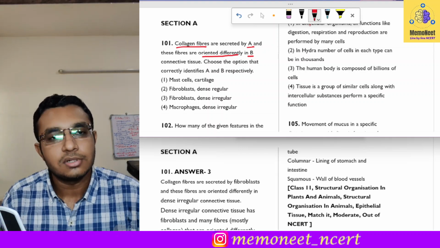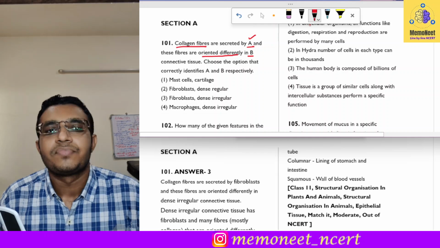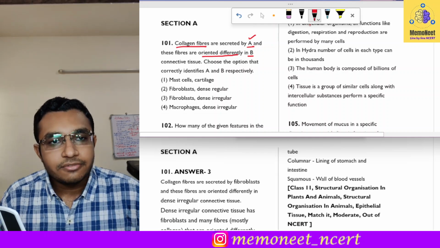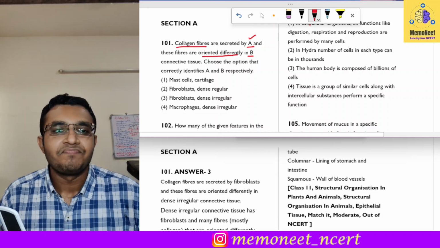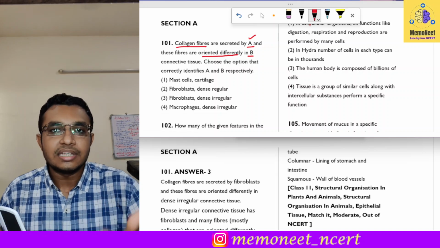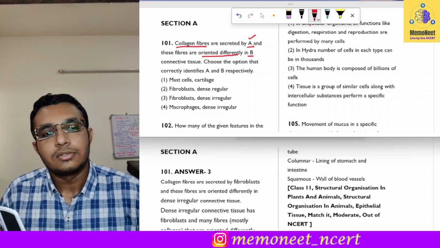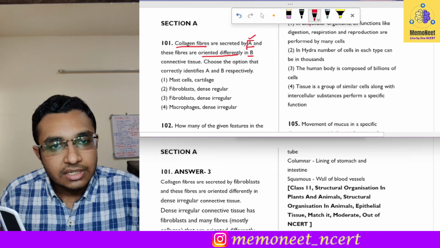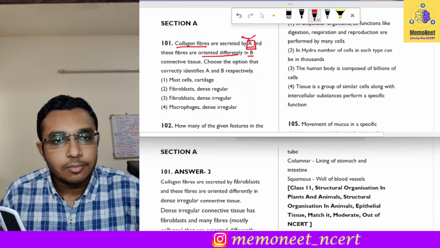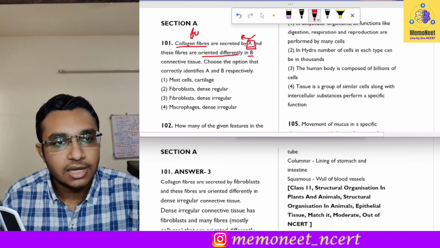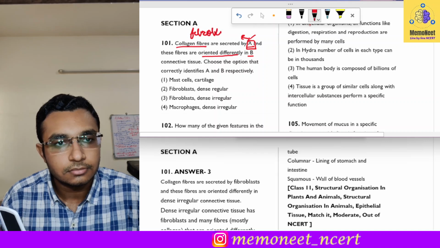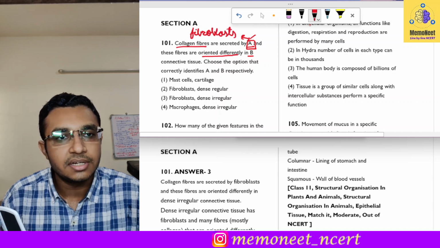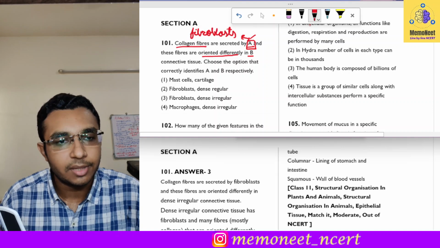So first of all, let us identify A. So it states that collagen fibers are secreted by A. So what secretes the collagen fiber? So yes, the cells which secrete collagen fiber are the fibroblasts. So fibroblasts secrete collagen fibers. So A will be fibroblast.